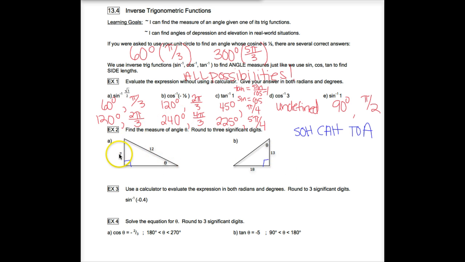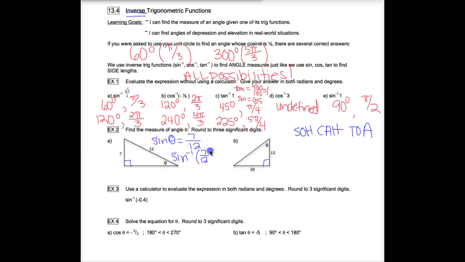So I've got the opposite side and I've got the hypotenuse. You should know that that means that you are going to be using sine because sine is the one that has opposite and hypotenuse. So I write my trig ratio. Sine of theta equals opposite, which is 7, over hypotenuse, which is 12. So again, I'm looking for the angle. That's why we're calling this inverse.